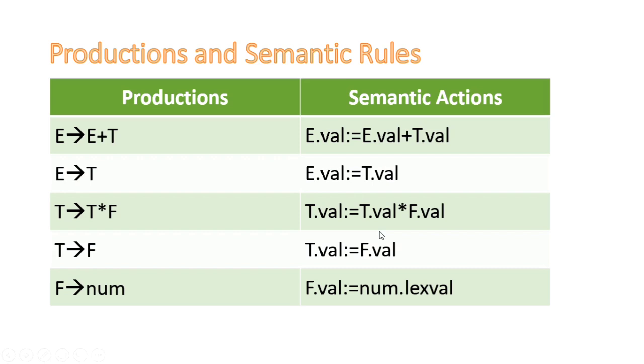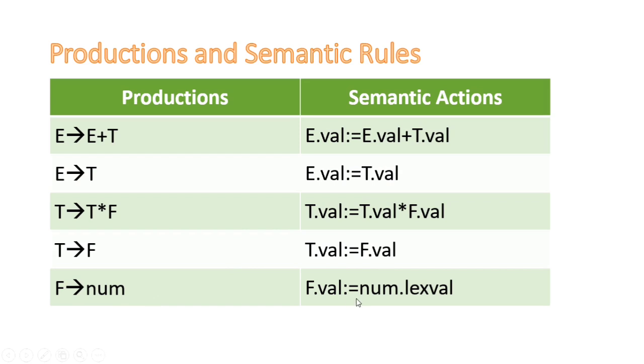Now these are the productions and the associated semantic rules. I take up a production E tends to E plus T, and the semantic rule associated with that is E.val, where val is value, equals E.val plus T.val, resulting in the final value called E.val. Now E tends to T, so E.val is equal to T.val. The value of T will be stored in E. Now T tends to T star F. In this case, T.val multiplied with F.val will produce T.val. T tends to F, so the value of F.val will be stored in T.val, and F tends to NUM. A number is already a terminal.